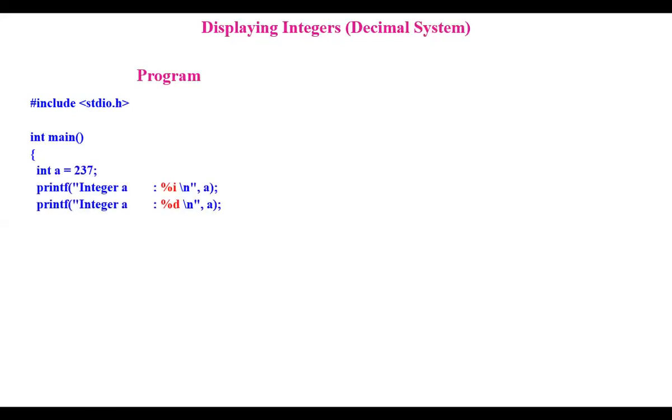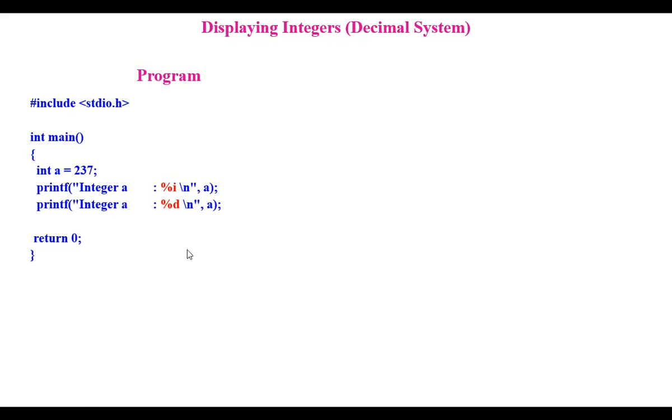So here, displaying integers. How do we display decimal system numbers? Let us see first. Already we have seen an example, right? Let us see. If you take an integer a and its value is 237, I want to display the value of a. For this, I have taken %i and %d. Both can be used. Already we have seen this. So let us see how it displays.